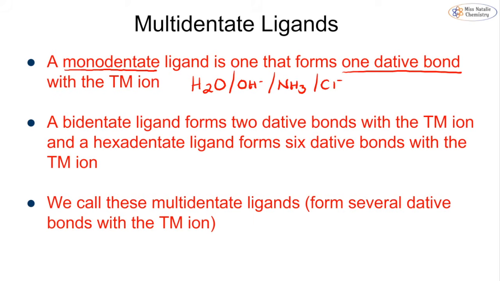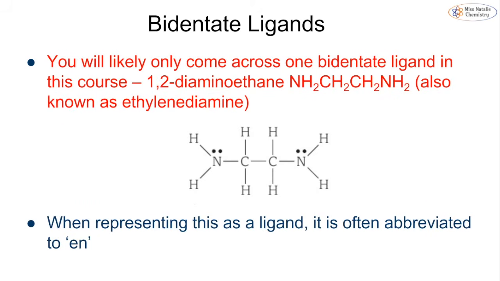We can get two other types of ligands that you must know. One being called a bidentate ligand, where we form two dative bonds, and one known as a hexadentate ligand, where we form 6 dative bonds. And in general, we will call these multidentate ligands, meaning they can form varying numbers of dative bonds with the transition metal. Now, you will only come across one bidentate and one hexadentate ligand.